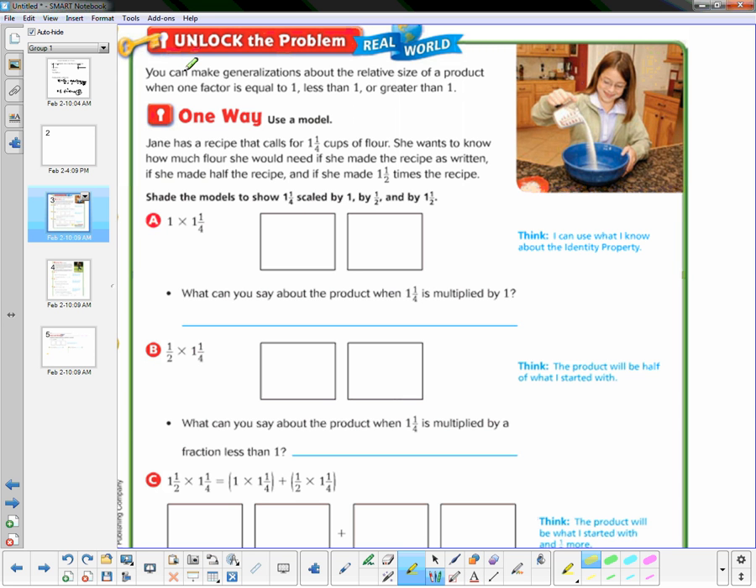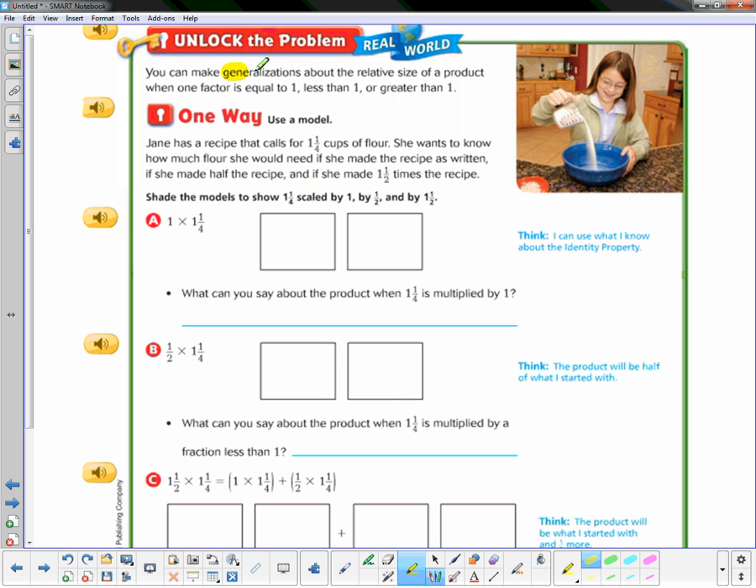You can make generalizations about the relative size of the answer, remember product is answer, when a factor is equal to 1, less than 1, or greater than 1. So if you remember from the lessons before, multiplying any number by 1 is going to equal the same number. If it's less than 1, a fraction times a fraction, we're going to get a lesser number. And when we multiply any number by something greater than 1, we get a bigger number. So we're going to use the same idea. We're going to make generalizations using numbers that are mixed numbers.